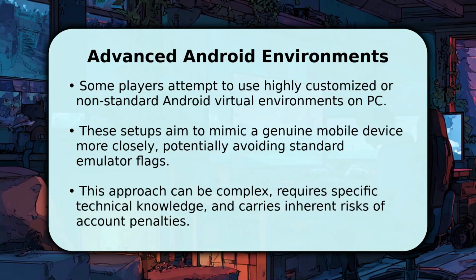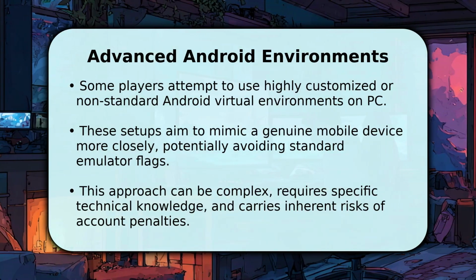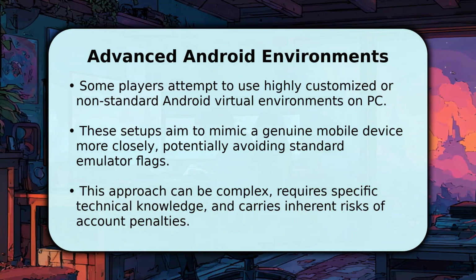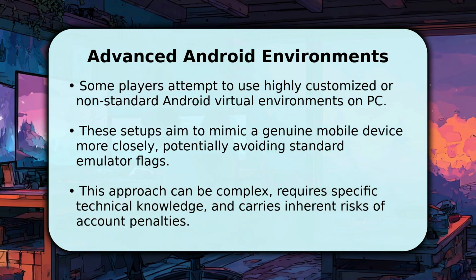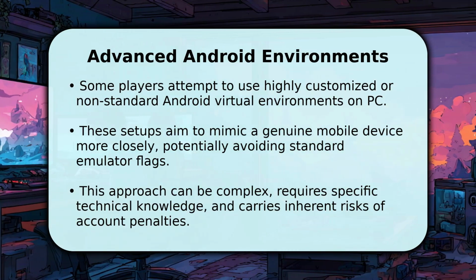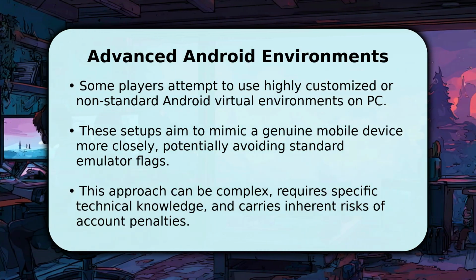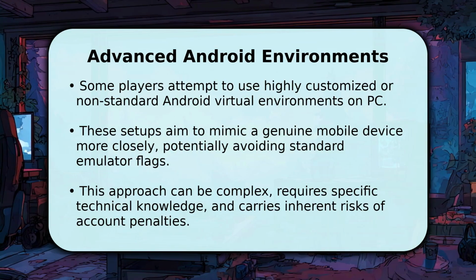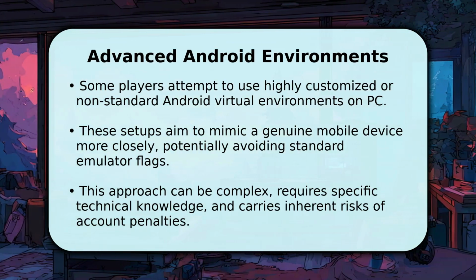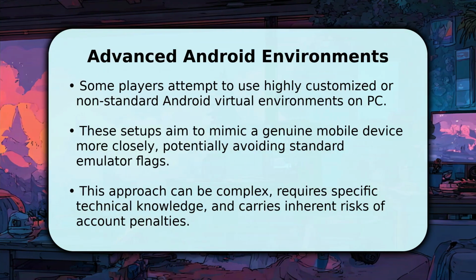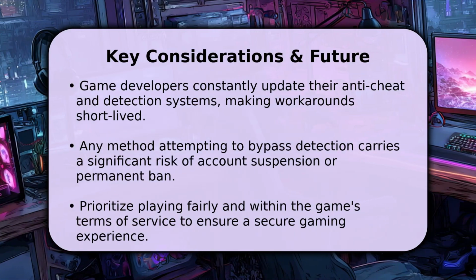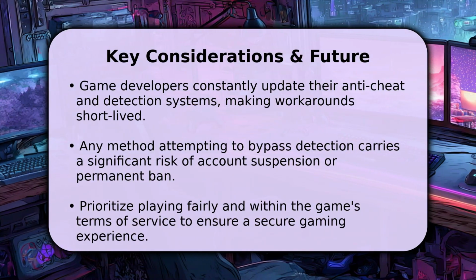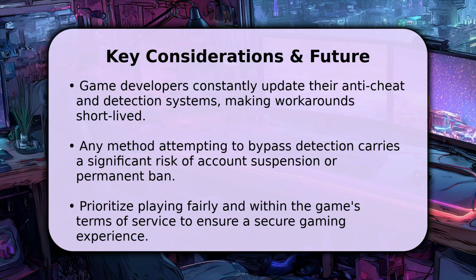A more complex approach involves setting up an advanced Android environment on your PC that is not a typical off-the-shelf emulator. This could mean using a virtual machine with a specially configured Android version that tries to appear as a regular mobile device. The goal is to avoid triggering the game's built-in detection mechanisms. This method demands significant technical skill, and it's essential to understand that such modifications can pose risks to your game account. It is crucial to remember that game developers are always improving their detection systems. What works today might not work tomorrow, and the methods discussed are often quickly patched.